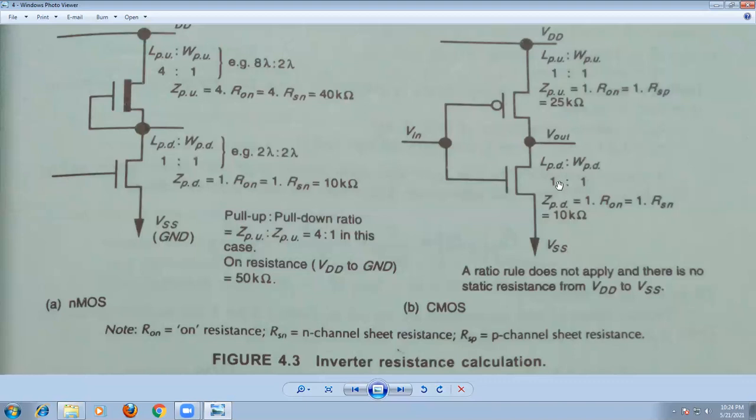So there is no static current flow from the VDD line to the VSS line, or that current is very, very small. When there is a current flow from the VDD line to the VSS line, we have the on resistance of the transistor. Otherwise, we do not have the on resistance of the transistor. The on resistance is the resistance of the inverter between the VDD line and the VSS line. Whenever there is a current flow from VDD to VSS, the on resistance will exist.